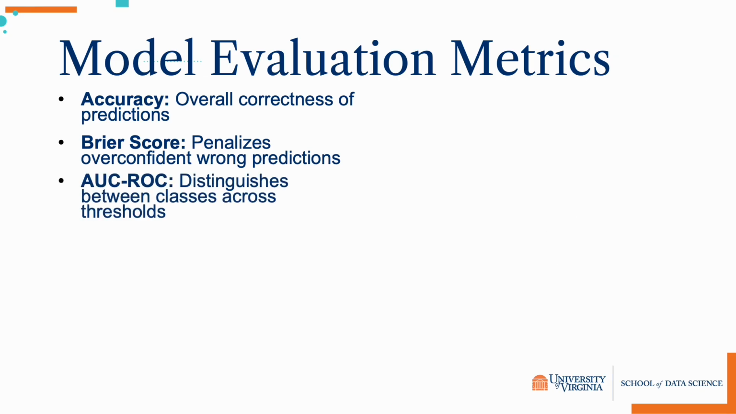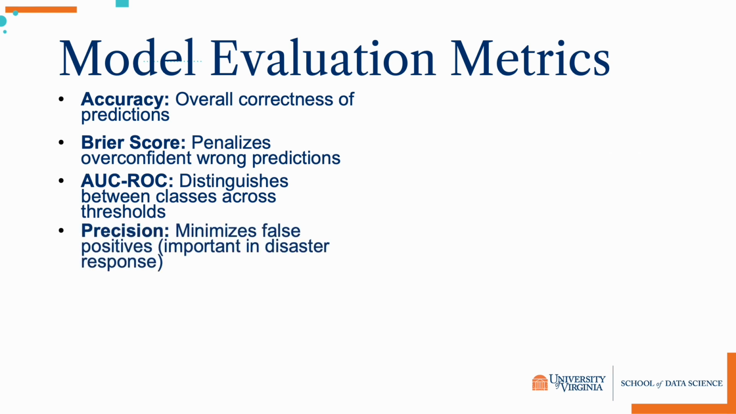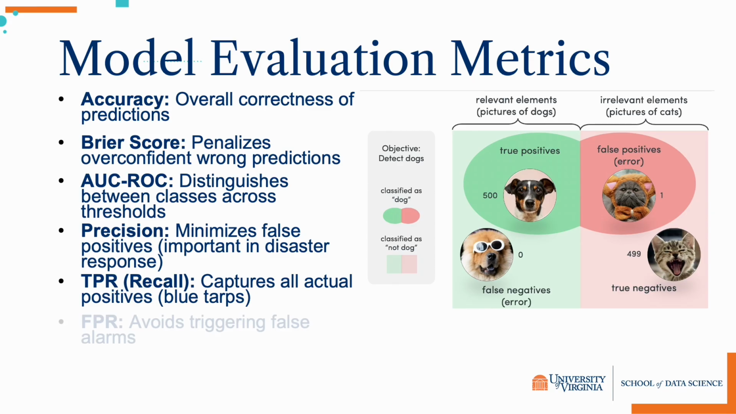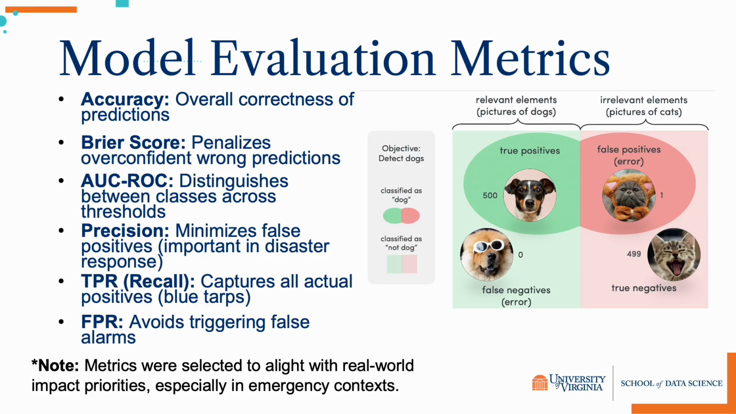We also used AUC and ROC to measure how well the model distinguishes between classes. Precision was key for minimizing false positives, and true positive rate, or recall, helped us ensure we didn't miss actual cases of blue tarps. We also tracked false positive rate to keep an eye on how many negative cases were incorrectly flagged. Altogether, these metrics gave us a well-rounded view of how our models would perform in real-world conditions.